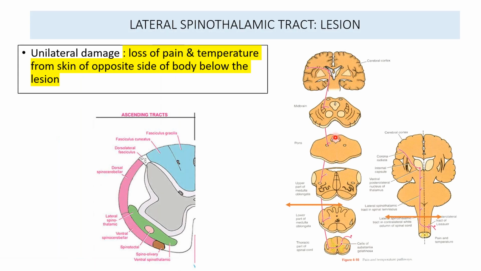Now coming to the lesions of the spinothalamic tract. Now remember, whenever there is a unilateral lesion, either a posterior column lesion, lateral spinothalamic tract lesion, or any lesion, the opposite side of the body will be involved. So loss of pain and temperature from the skin of the opposite side of the body below the lesion will be involved. Similarly, in the posterior column, if any particular side is damaged, the fine touch, pressure, and vibration sensation of the opposite side will be involved.